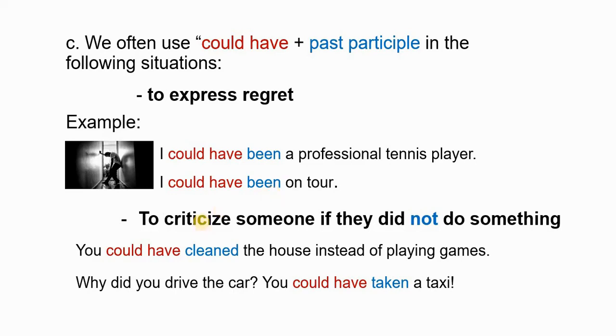And also to criticize someone if they did not do something. So this time we are going to use oftentimes, the second person you. Yes, oftentimes we use the second person you. Example here: you could have cleaned the house instead of playing games.